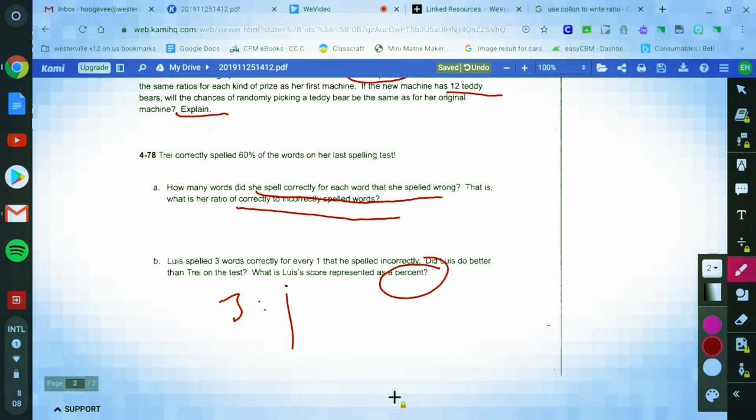So you're going to have to take that ratio or that fraction and change it to a percentage to see who did better, the 60% for Terry or Luis.